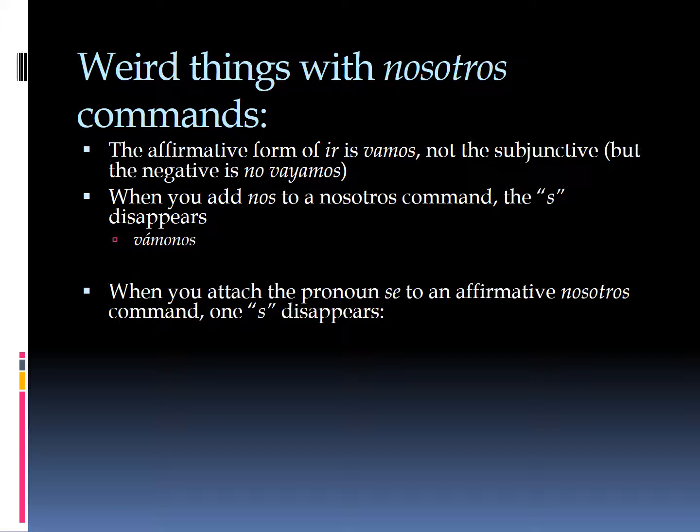And here's a weird thing. When you attach the pronoun se to an affirmative nosotros command, one of the S's disappears. So demos would be let's give, and then the him, her, or them is the se, and then it is lo that I just tacked on there, which would make le or les turn into se. Anyway, demoselo, instead of being D-E with an accent, M-O-S-S-E-L-O, the S disappears.